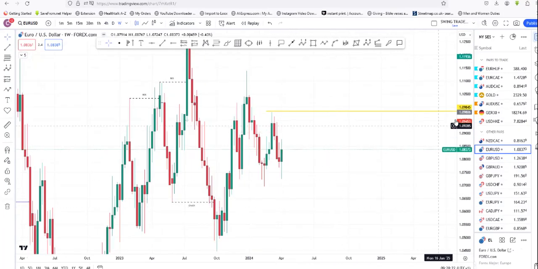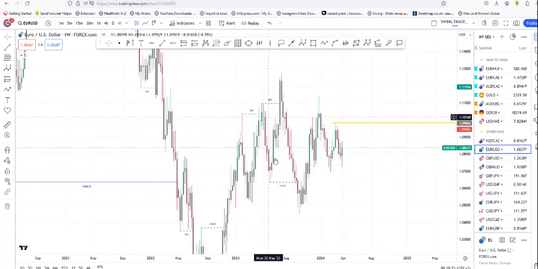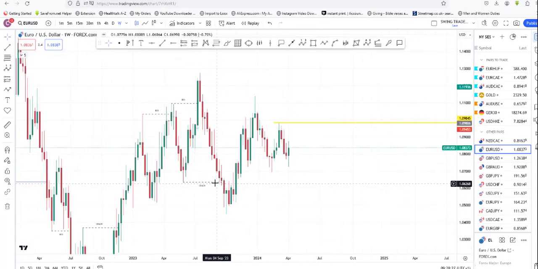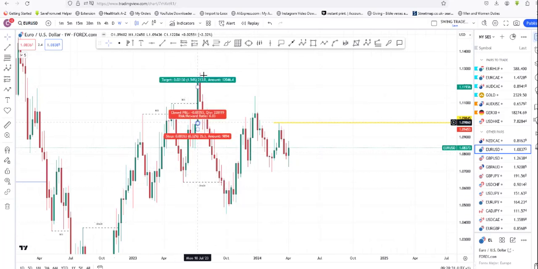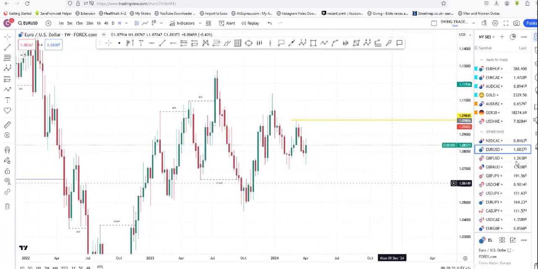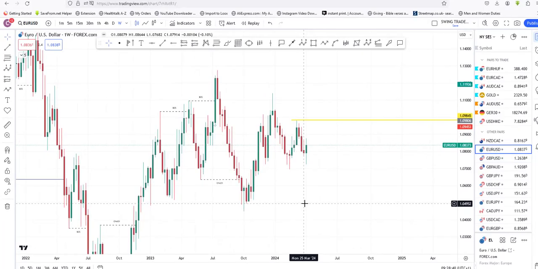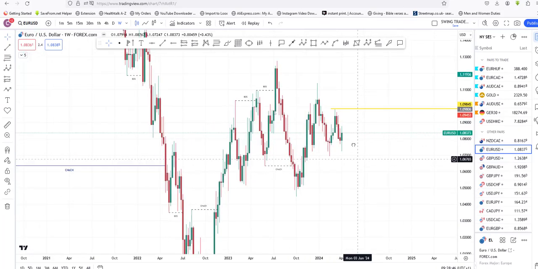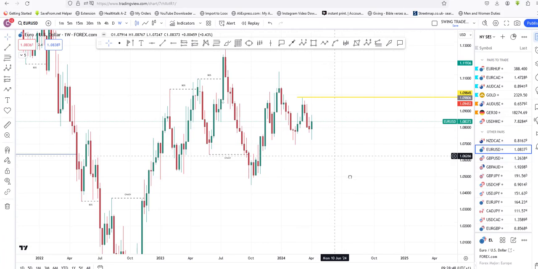But at the moment, what you can see is that there's a change of character to the downside. So this whole drop changed the bullish momentum. So we can see that the Euro USD is about to shift to the bearish market. So it's looking towards being bearish because of the structure that we see.